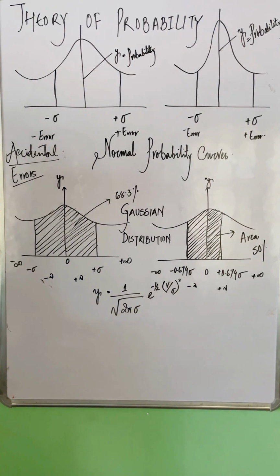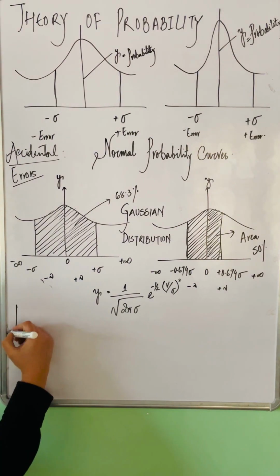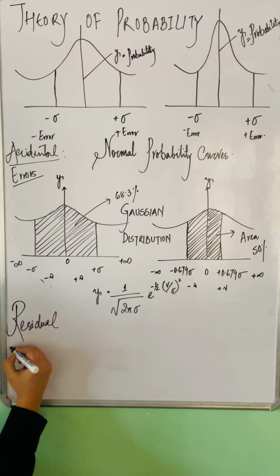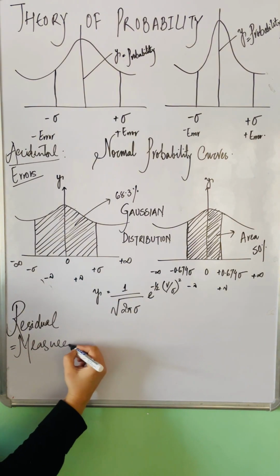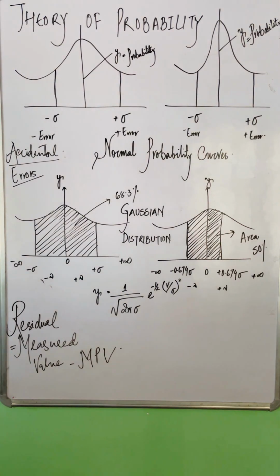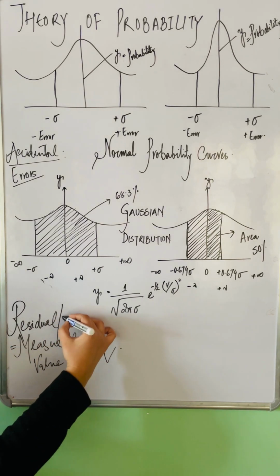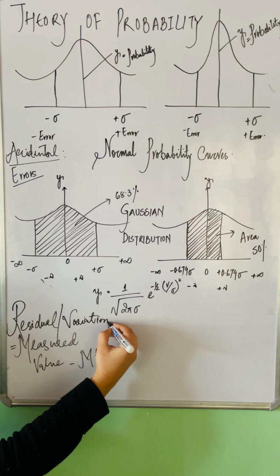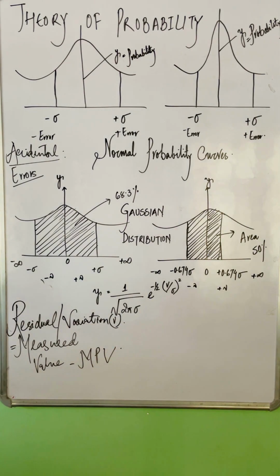And let's study about residual. Residual is the difference between measured value and the most probable value. All right, students. So the difference between measured quantity and most probable value is known as residual, or it's also known as variation. All right. So this residual or variation is the difference between measured quantity and this thing, most probable value, which has the chance of being the true value of that measured quantity, unlike any other quantity.